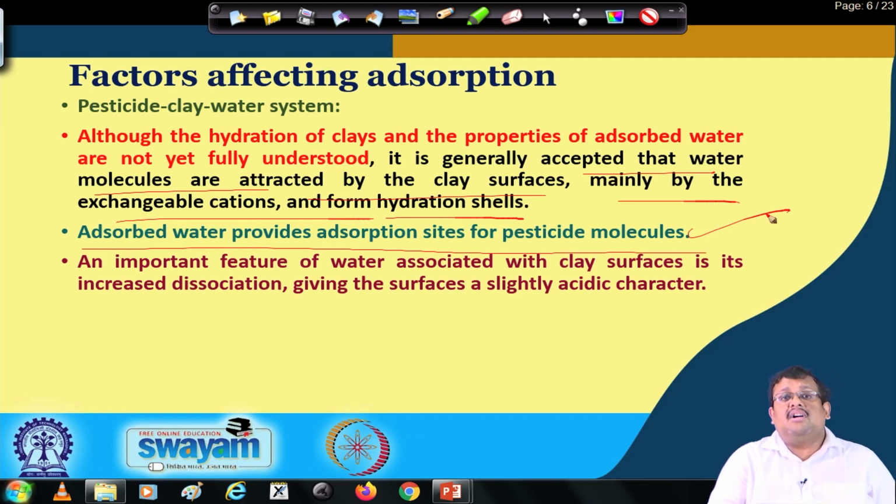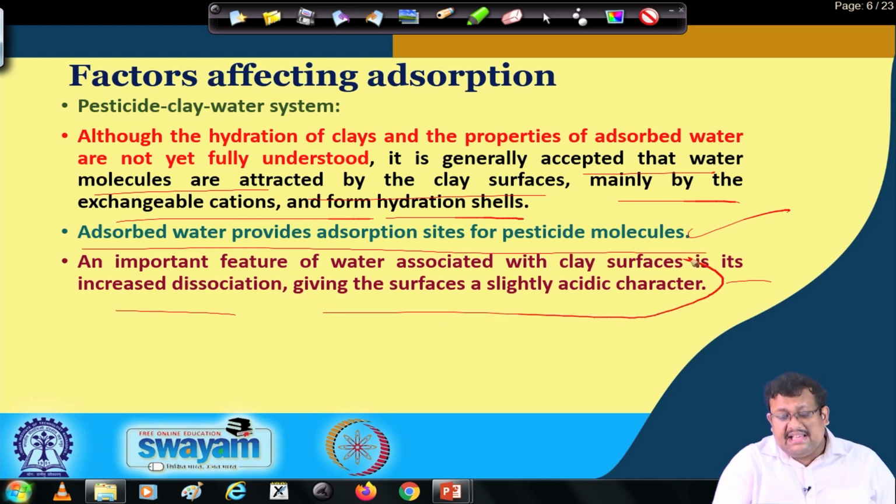Now, an important feature of water associated with the clay surface is its increased dissociation, giving the surface a slightly acidic character. So, the dissociation is increased, and it basically shows the acidic characteristics. pH dependent charge is mostly dependent on this type of dissociation, and as a result of that, when the pH changes, the hydroxyl groups on the external surface of the broken edges get different positive or negative charges, and as a result they basically attract different types of organic or inorganic pollutant species.